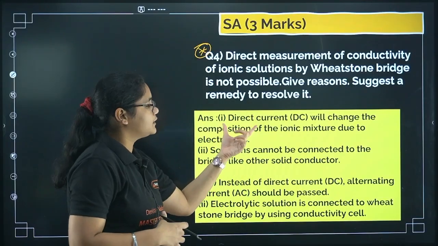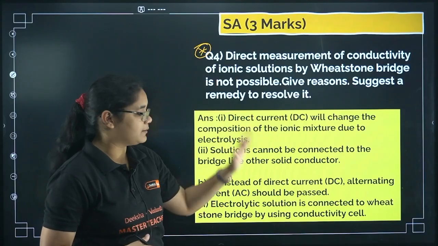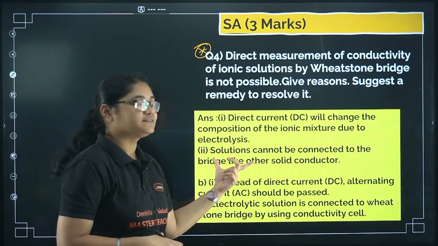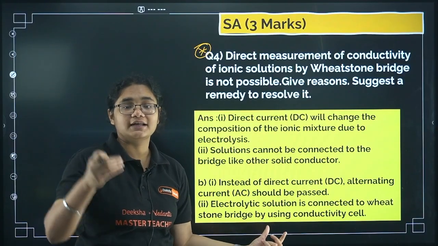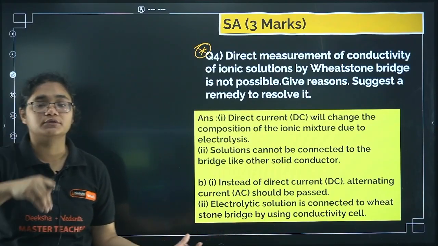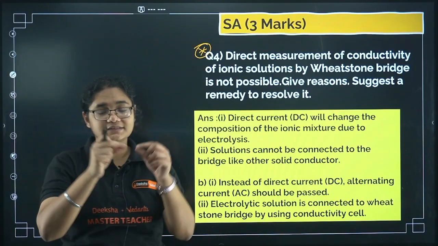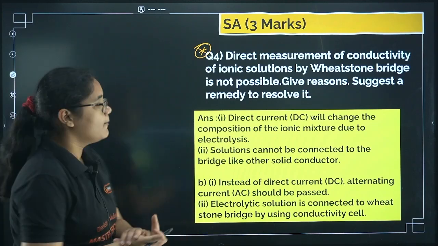So what is the solution for the first problem? Direct current can be replaced with AC current. And for the second one, instead of solutions, we can use something called a conductivity cell. Inside the conductivity cell, you have to put the electrolyte, and now this conductivity cell can be connected to the Wheatstone bridge.